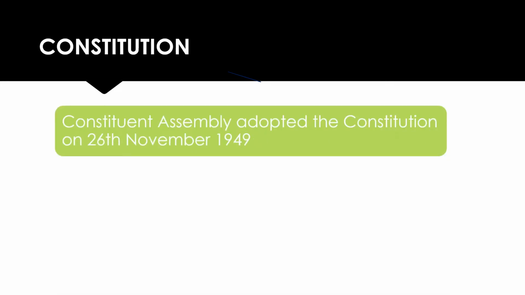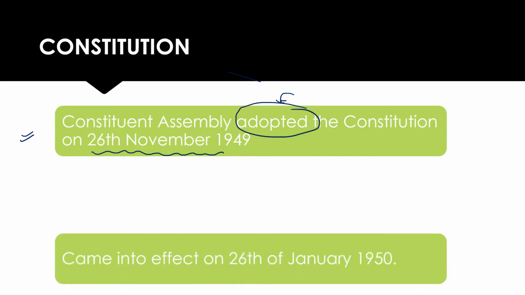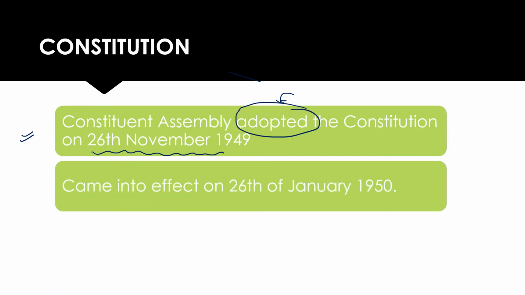So, after all this effort, the Constituent Assembly adopted the Constitution on the 26th of November 1949. Remember that it was adopted on 26th of November 1949. However, it came into effect on the 26th of January 1950. 26th of January, of course, as you know, is the Republic Day.